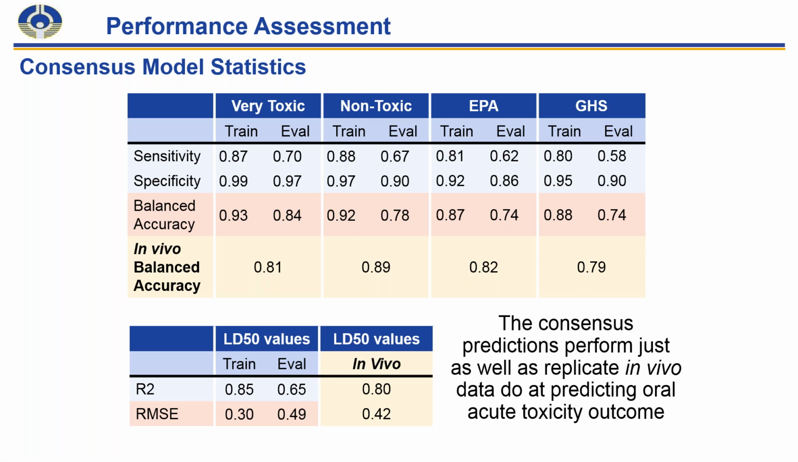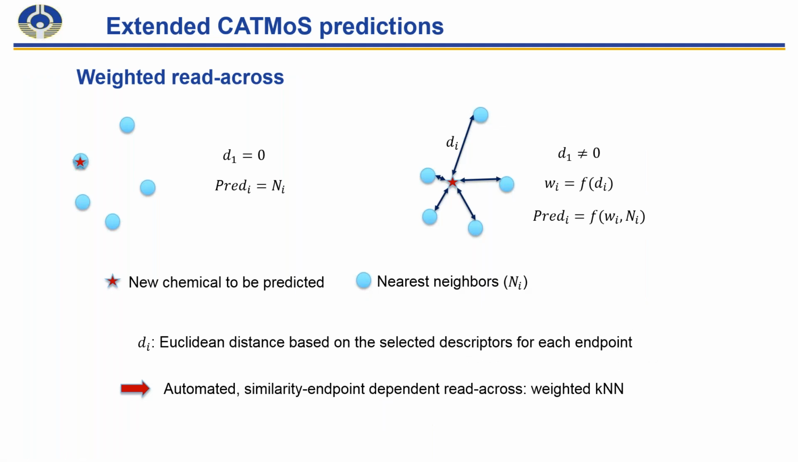You wouldn't expect that a predictive model would do better than the existing in vivo reference study at replicating itself. And so you can see that obviously the statistics are a little higher on the training set than they are on the evaluation sets, but by and large, very similar performance between the balanced accuracies of the QSAR consensus models when compared to the balanced accuracies of the in vivo animal test. And so that's what's shown up here for the categorical endpoints. And then down here, you have the R-squared value and the RMSE, the root mean squared error for the LD50 values, the quantitative ones. So then how do we extend it?